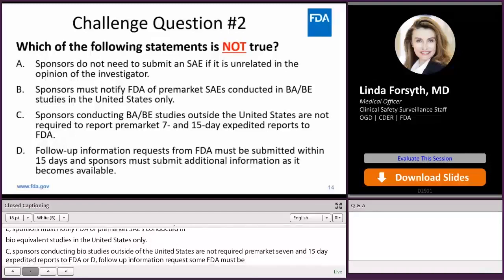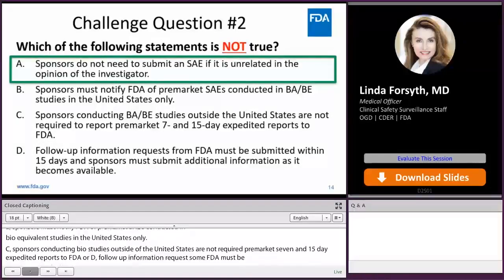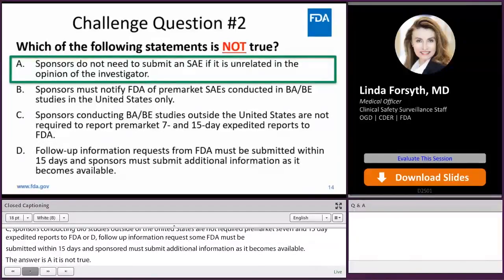The answer is A. It is not true. Sponsors do need to submit an SAE regardless of causality and the opinion of the investigator.